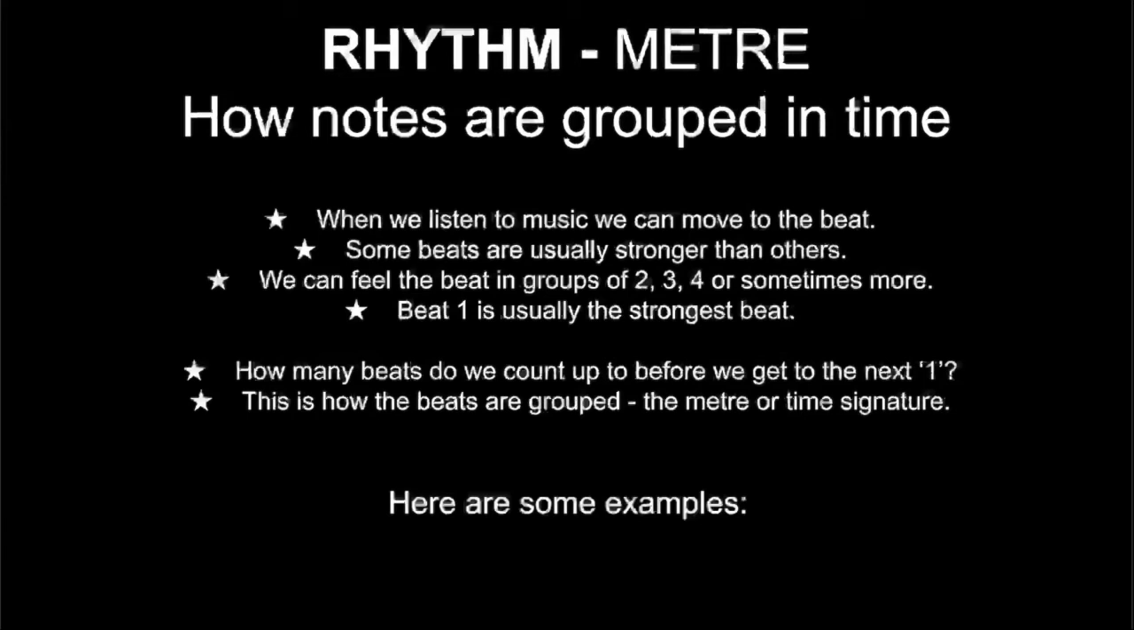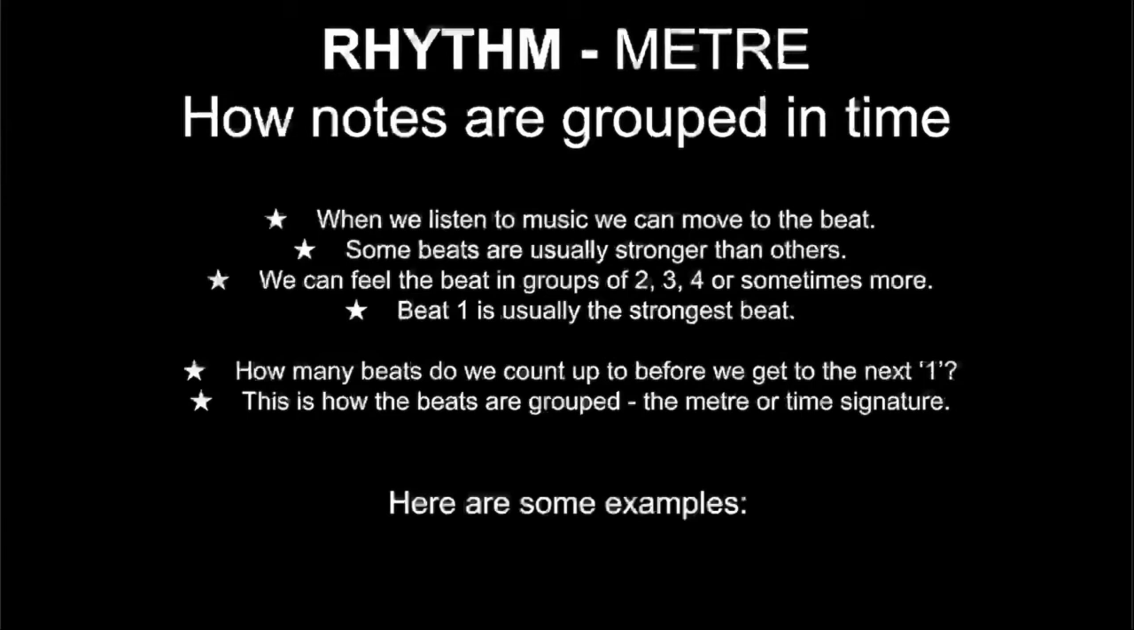When we listen to music, we can move to the beat. Some beats are usually stronger than others. We can feel the beat in groups of 2, 3 or 4, or sometimes more. And beat 1 is usually the strongest beat. This is how we know how many beats there are. How many beats do we need to count up to before we get to the next one? And that will tell you how the beats are grouped. That's known as the meter or the time signature.